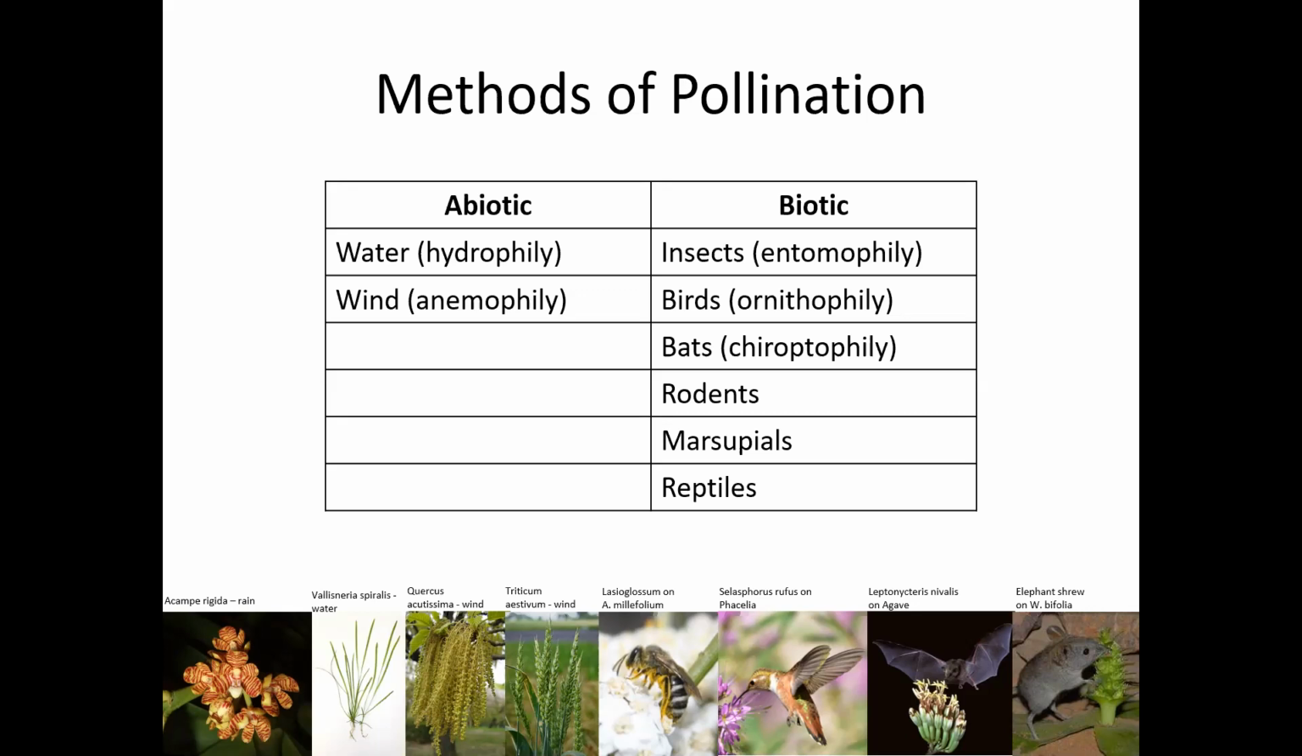So on the bottom here, I have pictures illustrating these different methods, whether it's wind in oak trees, wind in wheat, or insects. We have there a picture of a sweat bee on yarrow. We've got the hummingbird visiting a phacelia. You have a bat on agave. So if you like to drink tequila, you can thank bats for that. And then you have an elephant shrew visiting a little short-growing flower on the ground there.